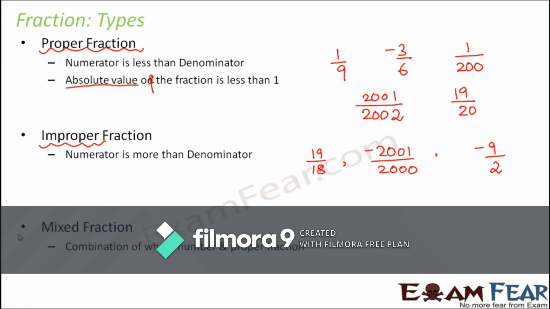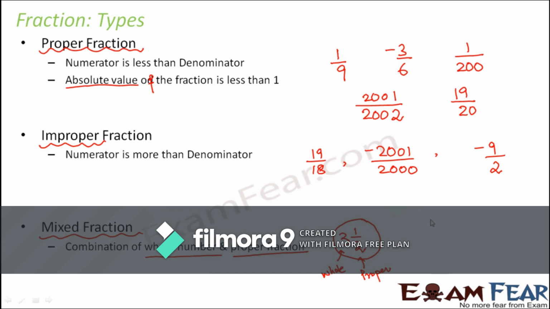And the last one is mixed fraction, which is neither a proper fraction nor an improper fraction. So what is it? It is basically a combination of whole number and proper fraction. So something like this. Let us look at some examples. Say 3, 1 by 2. What is this? Here 3 is a whole number and 1 by 2 is a proper fraction. So 3 1 by 2 is a mixed fraction. So this as a whole is a mixed fraction.